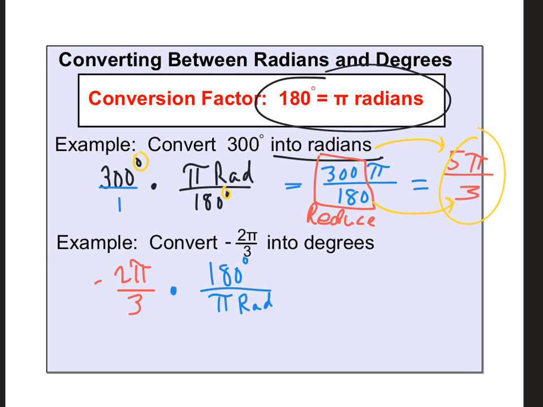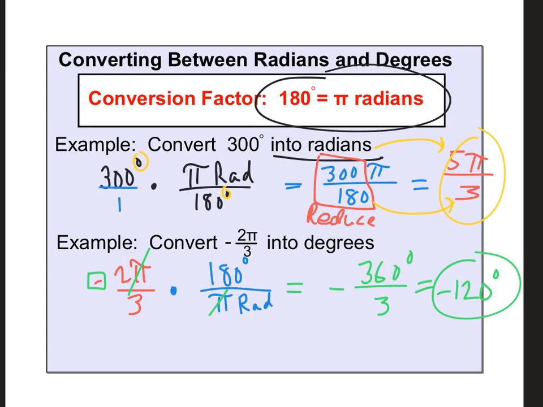In this case, it is kind of just a calculator problem. First thing, I'm going to ignore the negative sign and just throw it in at the end, just personal preference. The pi's cancel out. In the numerator, it's 2 times 180, that's 360. In the denominator, we have a 3. And 360 divided by 3 is 120. So our final answer: negative 2 pi over 3 is equal to negative 120 degrees.